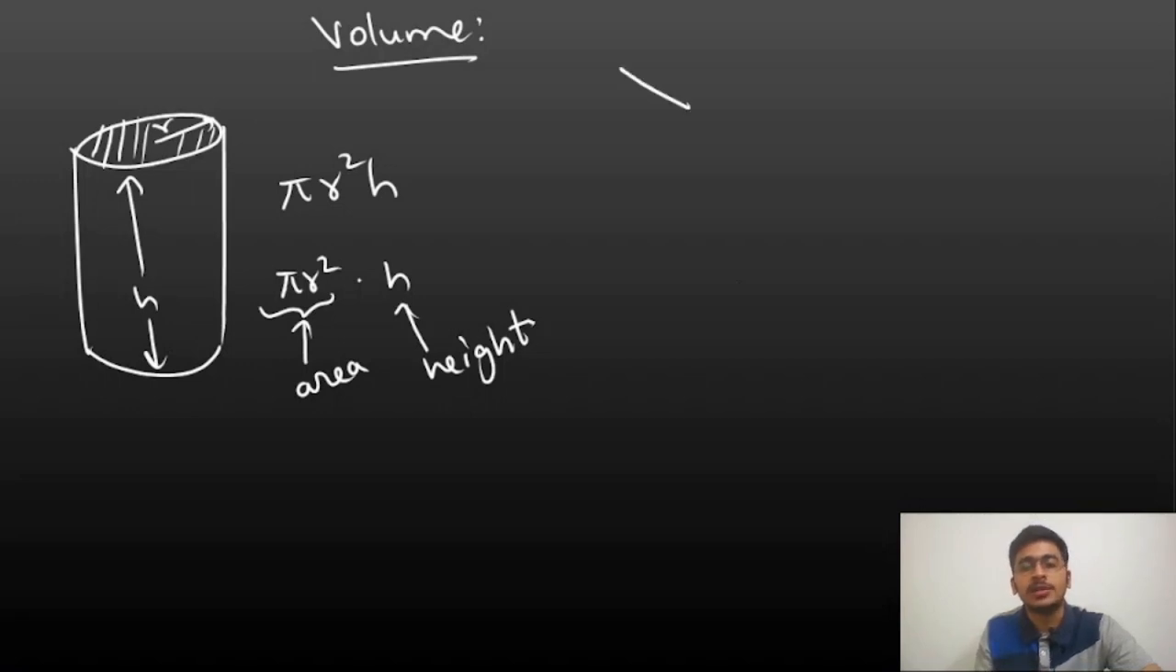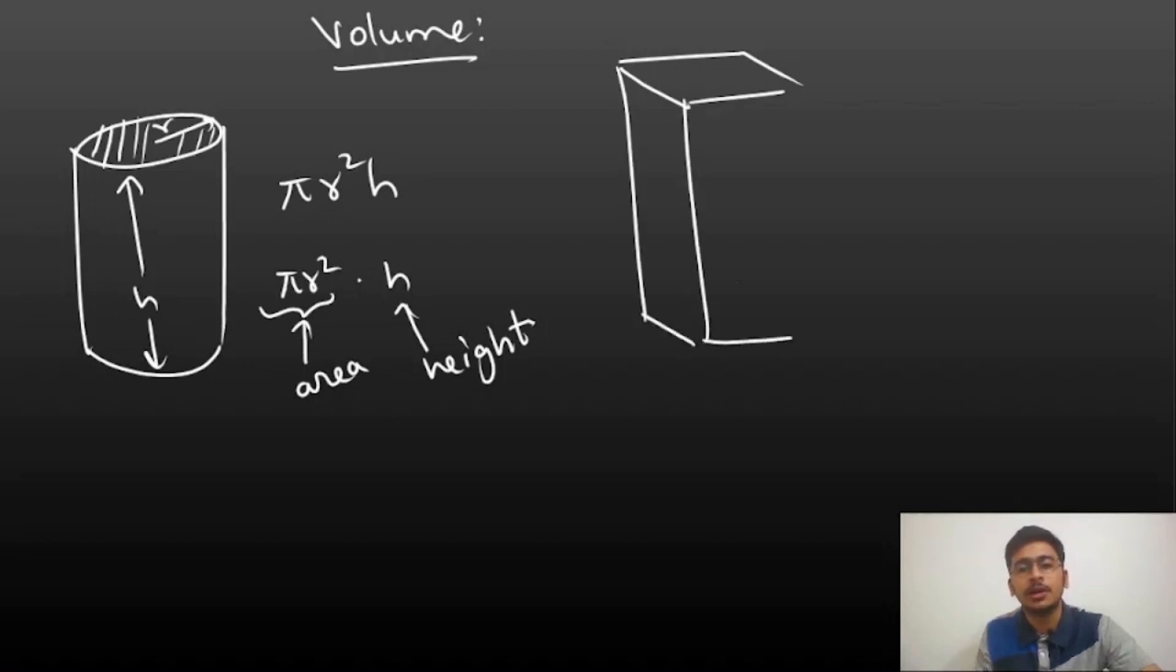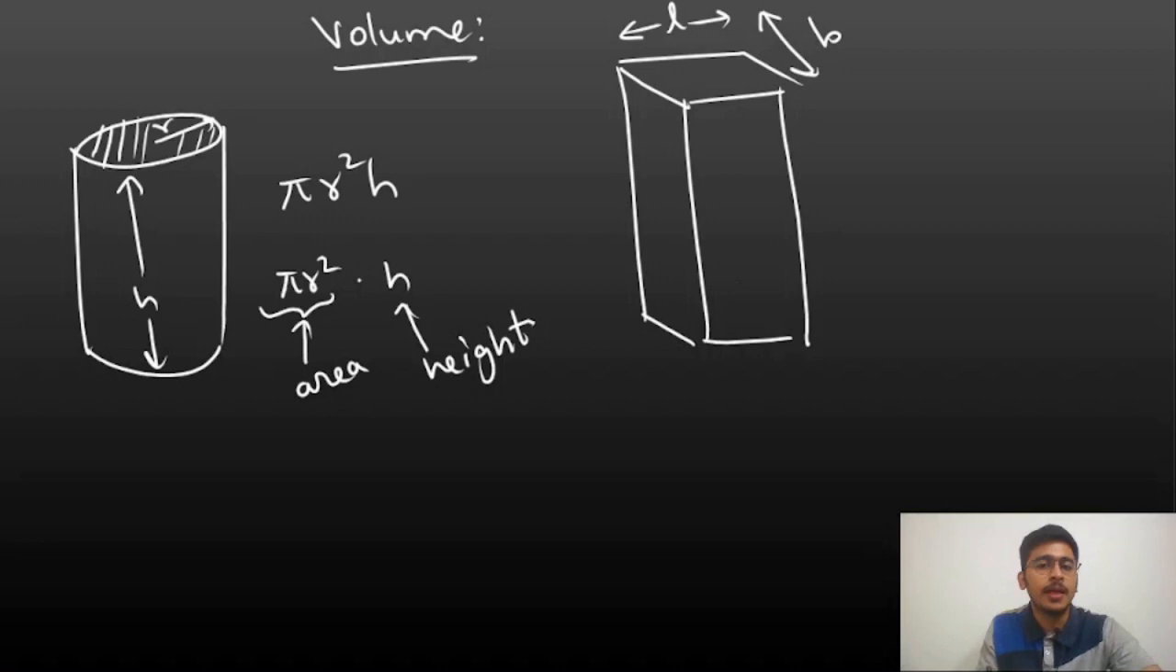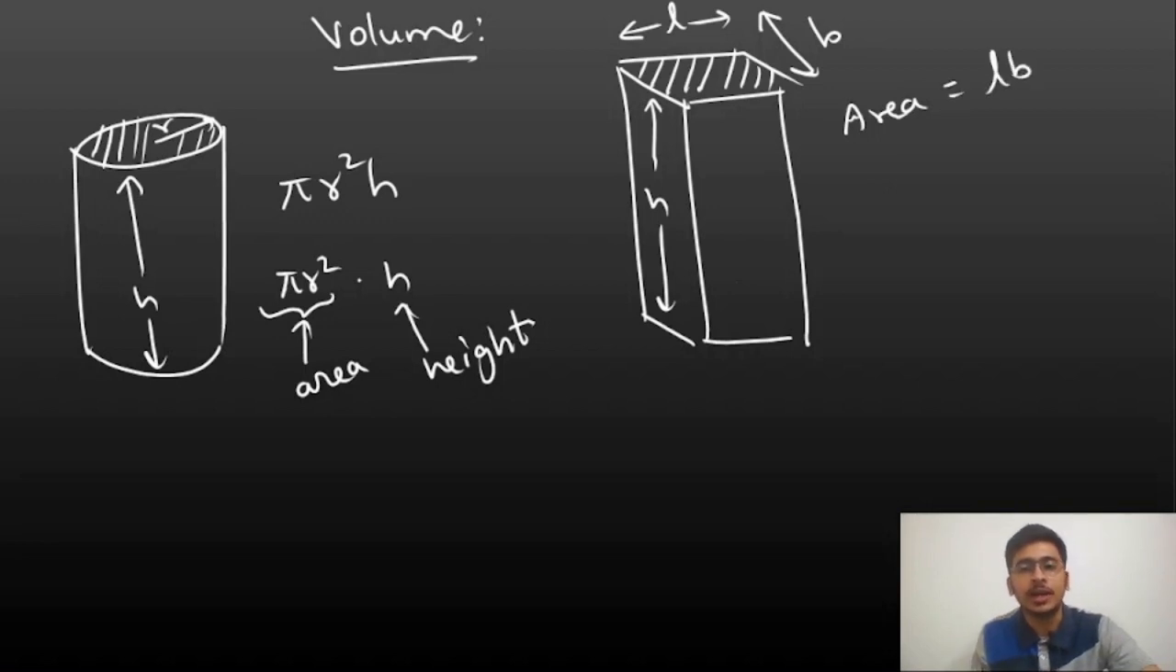Let's talk about, let's say, a cuboid. So what is the volume of a cuboid? Well, if this is L, the length of the cuboid, this is the breadth of the cuboid, and this is the height of the cuboid, h, then the area of the rectangle on the top is nothing but length into breadth, L into B, correct? But the volume of this cuboid is LB into H, right?